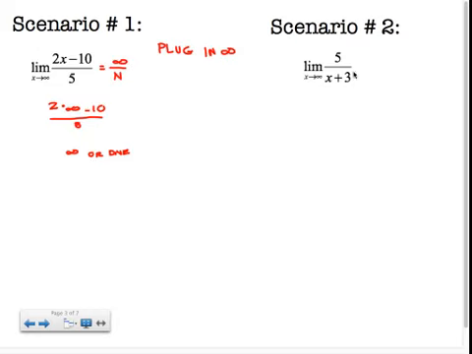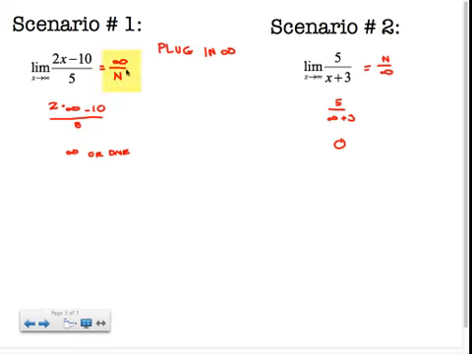Scenario number 2, I do a mental plug-in, and I'm going to get 5 divided by infinity plus 3. So essentially, what do I have here? I have a number divided by infinity. Well, when I have a very, very large denominator and a normal numerator that's just a number, the denominator dominates the numerator and brings the value of the fraction down. So this is going to come out to be 0 as a limit. Very, very close to 0. It doesn't actually get there, but that's what the numbers start to approach.